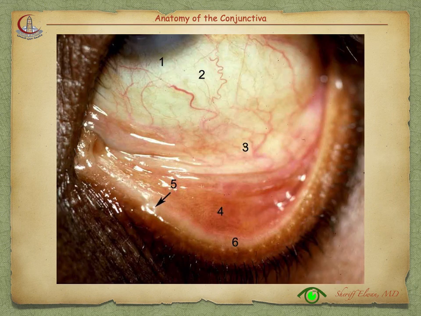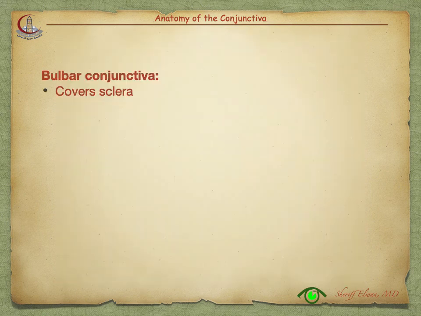Now, this is the view of the live eye. Number one is the bulbar conjunctiva, number two is the sclera, number three is the fornix, where the bulbar conjunctiva reflects to line the upper lid or lower lid. Number four is the palpebral conjunctiva, number six is the lid margin, number five is the punctum lacrimalis.